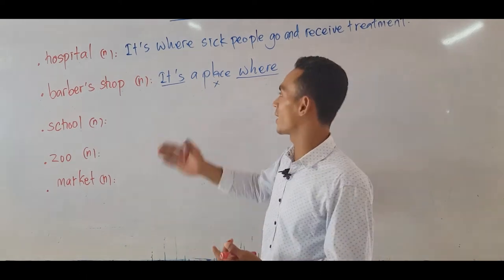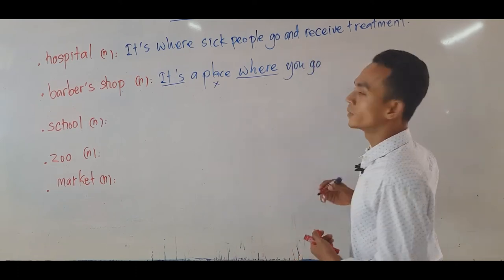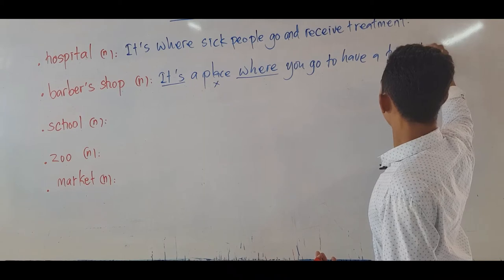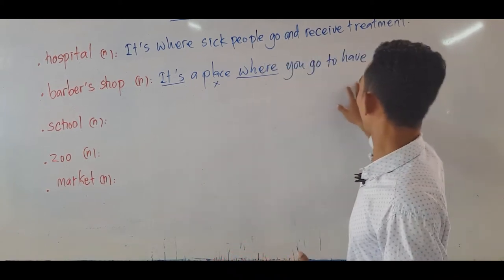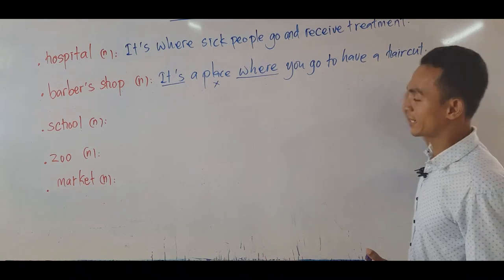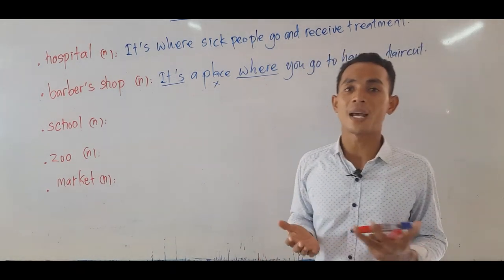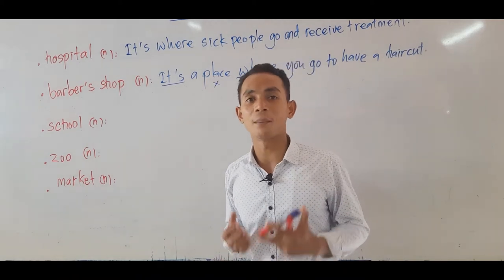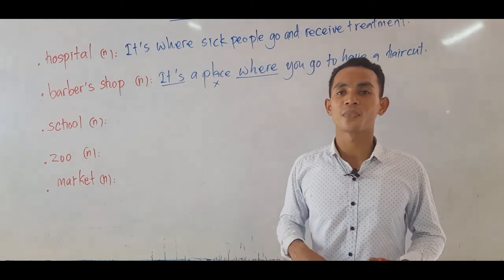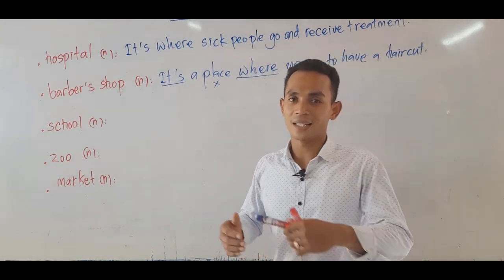But if you want to be longer, you can say it's a place where you go to have a haircut, or it's a place where you go and get a haircut. It's a place where you get your haircut. It's called a barber shop. And you sometimes go to the barber shop. Usually people go to the barber shop once a month or twice a month. It depends on how fast their hair grows.